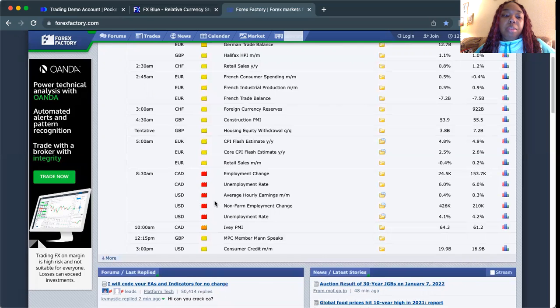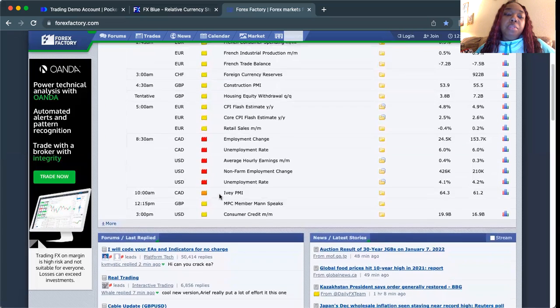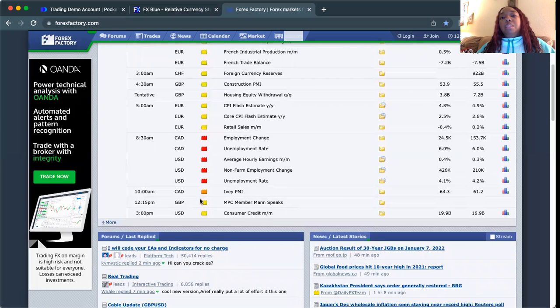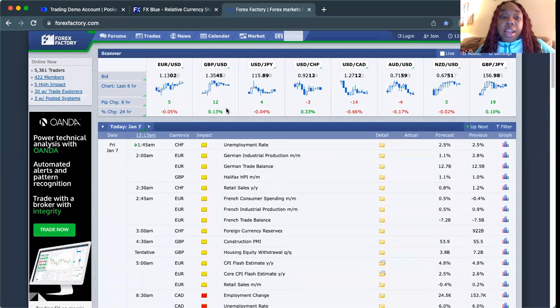US dollar, stay away from that. There's a red folder at 8:30 with them, average hourly earnings. So you stay away from USD and Canadian, because these are all red folders at 8:30 in the morning. That will tell a trader, stay away. That's a no. Do not trade these pairs around this time frame. It just gives you an outlook of what pair to stay away from and what pair to go ahead and trade. Yellow folders is fine.